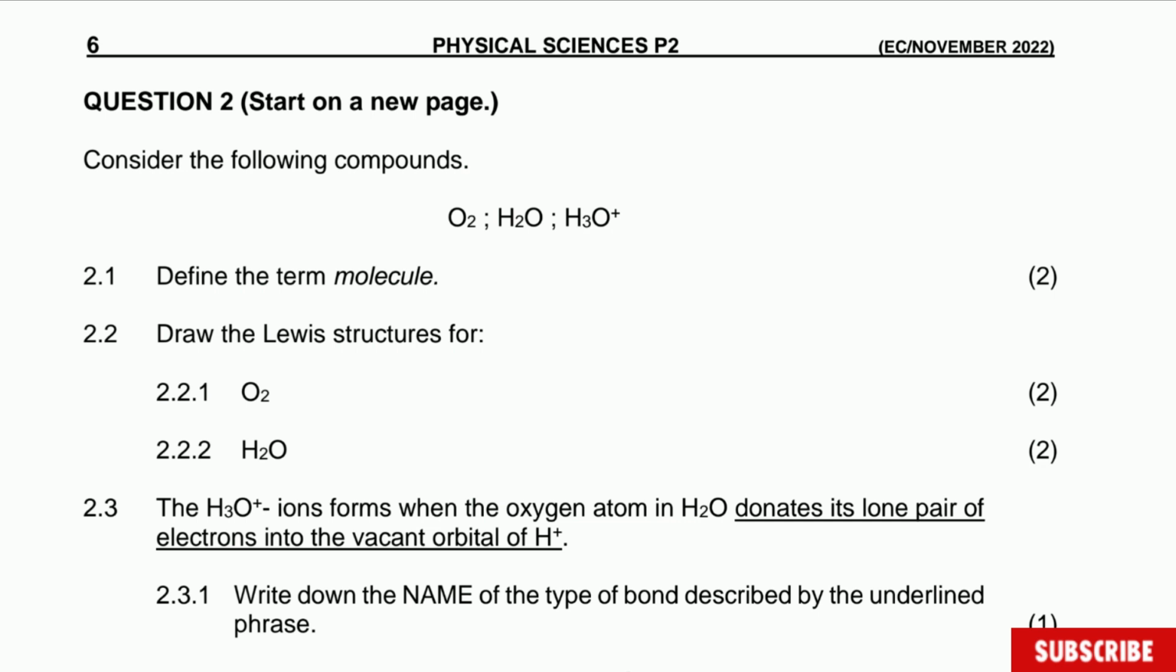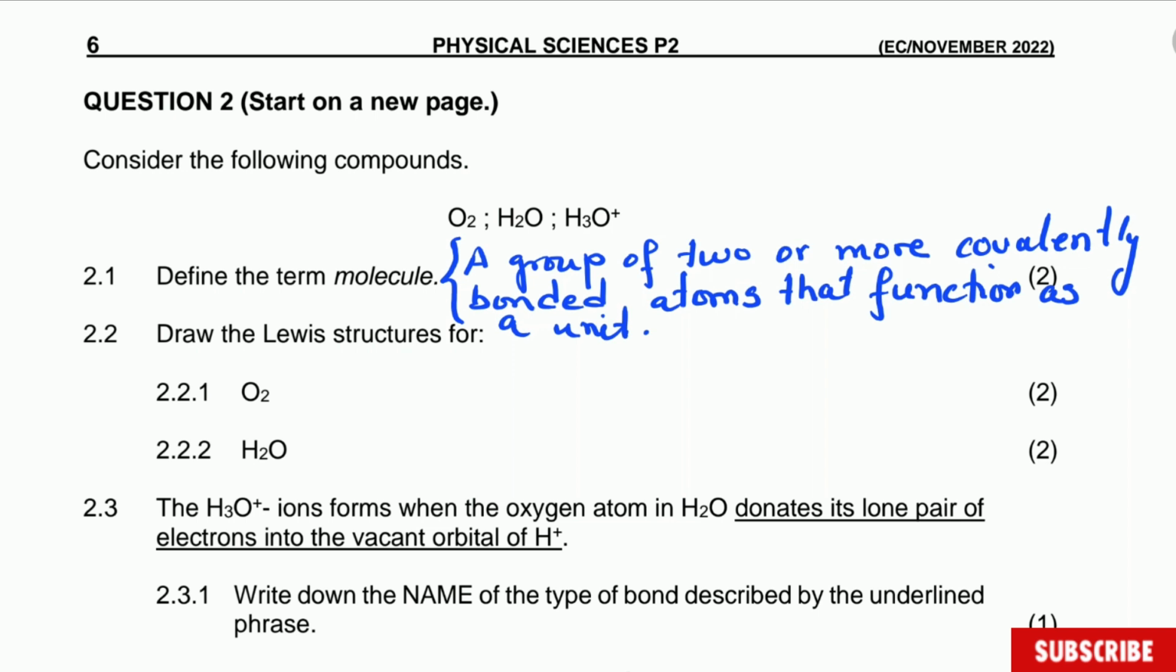This question says consider the following compounds, and you have 3 compounds: O2, H2O and H3O+. Question 2.1, define the term molecule. All we have to say here is that a molecule is a group of 2 or more covalently bonded atoms that function as a unit.